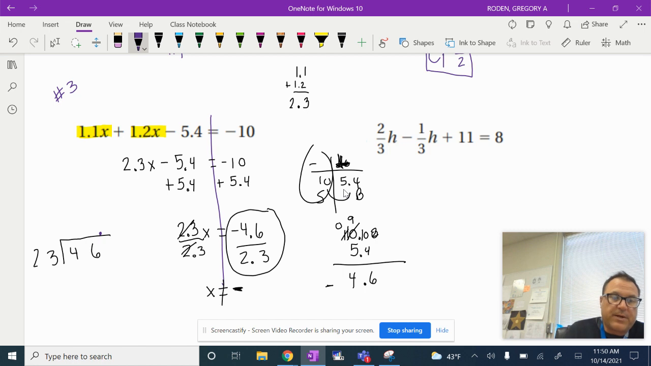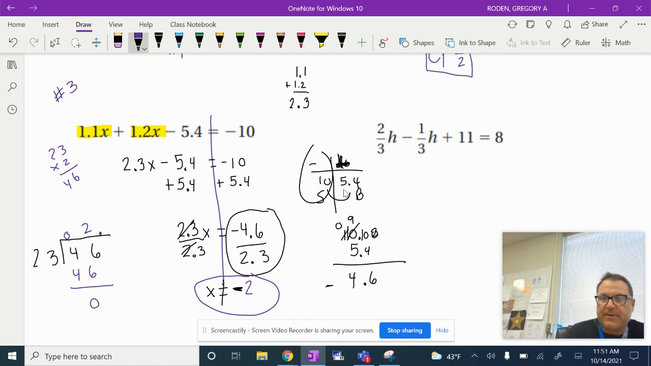So 23 will not go into 4. I guess I can put a 0 there. How many times will 23 go into 46? Well, yeah, I think it goes in 2 times. 23 times 2, you can just see that. That's a 6. So it goes in 2 times exactly. That's nice. So this is 46. Get a remainder of 0. So we get x equals negative 2.0, but this will simplify to negative 2 right here.